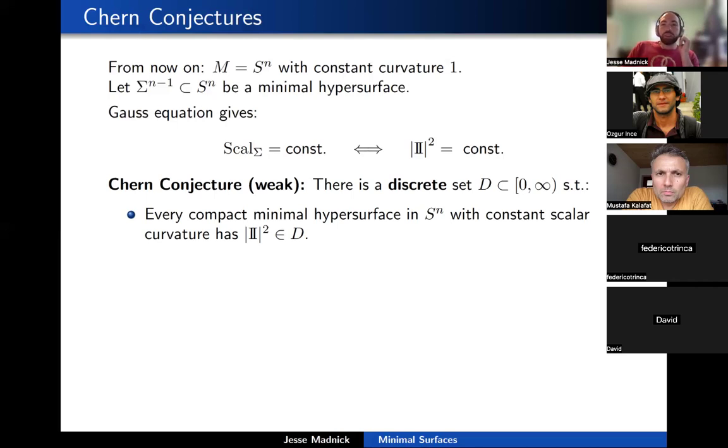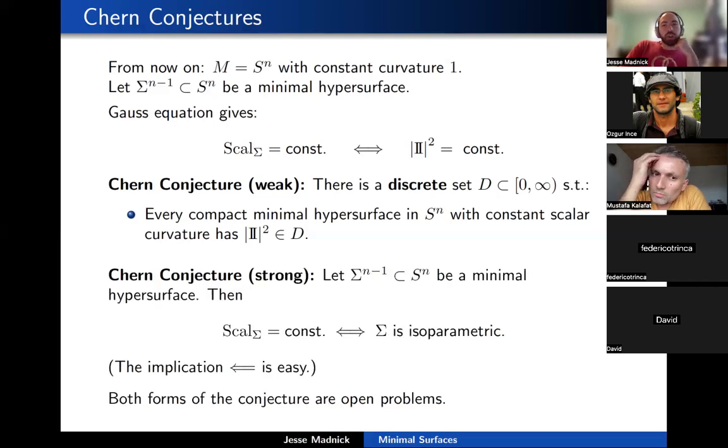Maybe it's the case that the square norm of the second fundamental form of compact minimal hypersurfaces in spheres with constant scalar curvature is constrained to lie in a discrete set. Okay, so this is not known. Right, so the question is: is there a discrete set D in the non-negative reals such that every compact minimal hypersurface in the round sphere with constant scalar curvature has its square norm of its second fundamental form lying in D? This would be implied by the following stronger conjecture, which is also open.